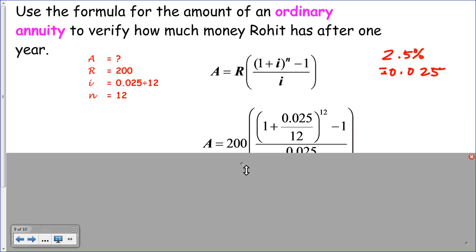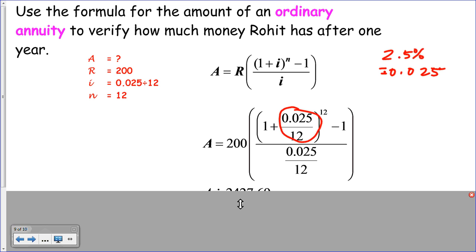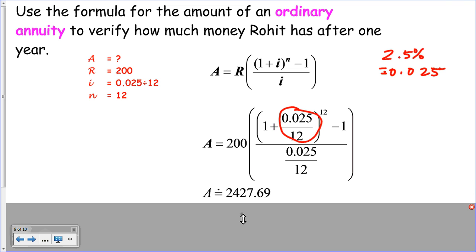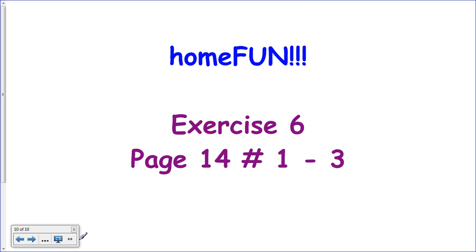Putting all that information into the formula. And yes, you can reduce this to a decimal. You just want to try to keep at least 4 non-zero digits so that you can get an accurate answer. And then you calculate it and you get exactly what we got using the table. So after a year, he accumulated $2,427.69.